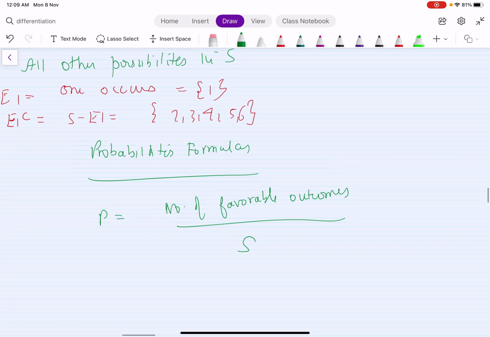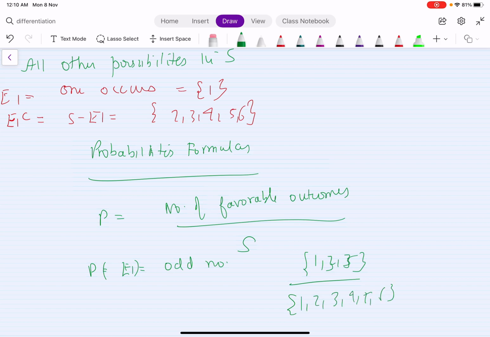So for example, I have to find the probability of event E1, which is P of E1, and E1 is odd number. So what is the probability of an odd number in rolling of a die? So what are the favorable outcomes? 1, 3 and 5 are my favorable outcomes. And what are the total number of outcomes, which is sample space? 1, 2, 3, 4, 5, 6. So the number of outcomes here is 3. Number of outcomes here is 6. So your probability is 1 by 2. Okay, this is 0.5 is my probability. Number of favorable outcomes that we are demanding divided by the sample space.